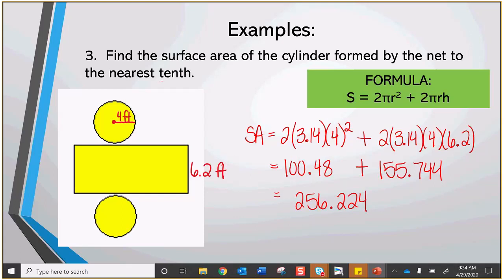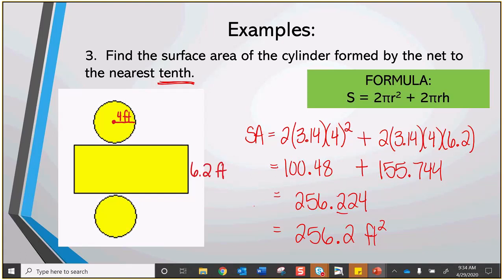We're asked to round to the nearest tenths. That's the first decimal place. So I look behind that 2, and you'll see another 2. 5 or greater causes me to round up. Less than 5, and I can stay the same. So we're going to stay the same. And it's feet squared, right? We square units when we talk about surface area.